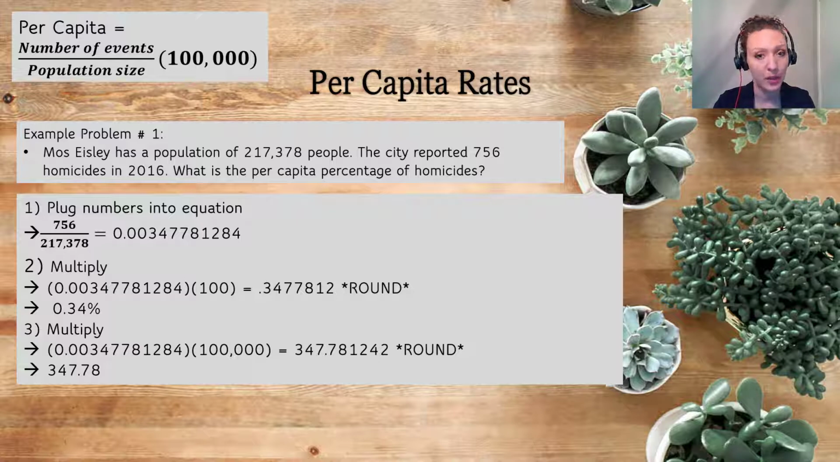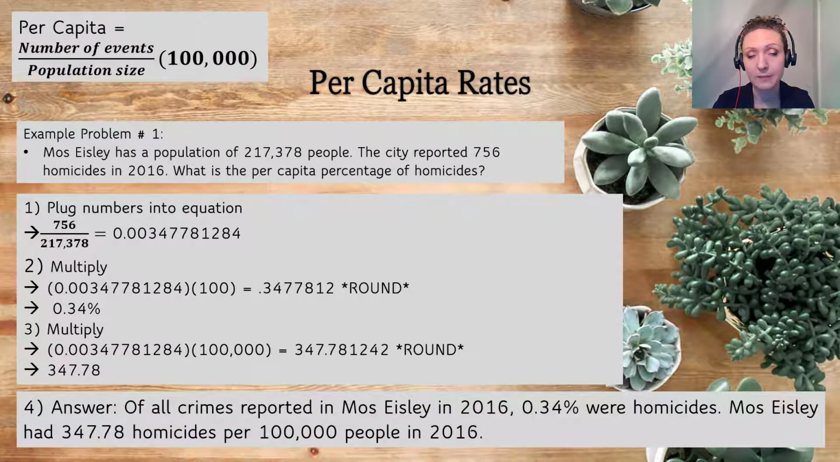And then after we multiply that out, then we round. And so for that section, it is going to give us a value of 0.34%. And then we are going to take that same long decimal and multiply that by 100,000. And then we are going to round for that as well. And then we are left with 347.78. And to explain what those values mean, I have included them in our final answer.